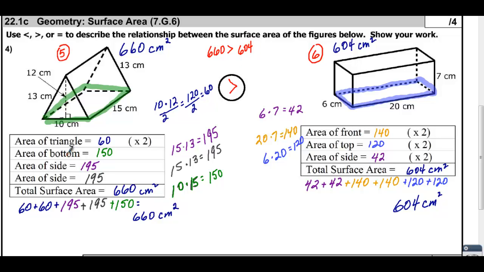So that's our work on surface area. Again, you won't see it on a regular test. You will have an opportunity to do it during intervention. So if you have questions, bring them to class.